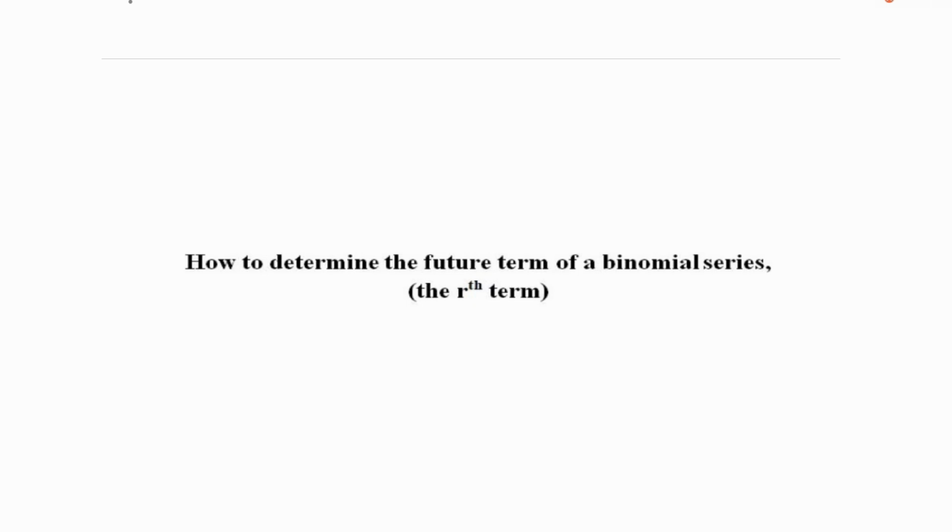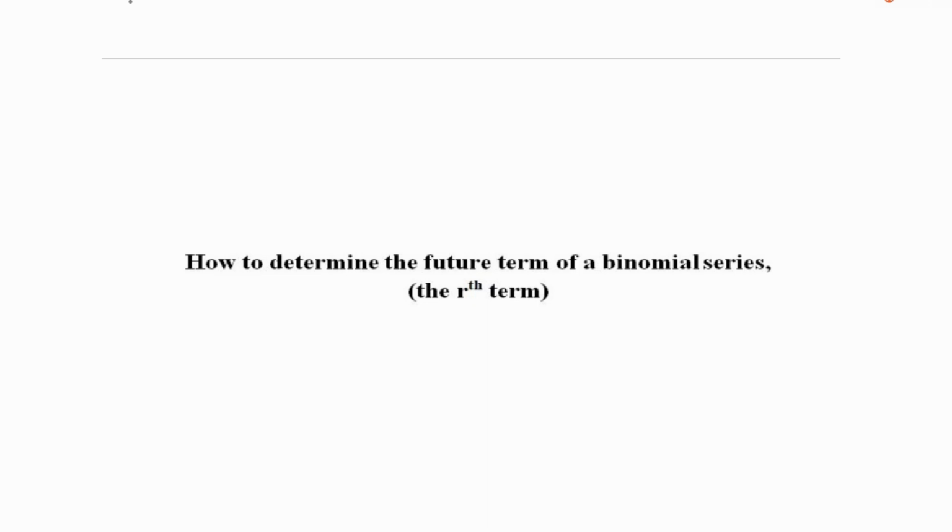Welcome everyone. Today I would like us to look at how you can determine the future terms of a binomial series. The binomial series is a formula for raising a binomial expression to any power without lengthy multiplication.